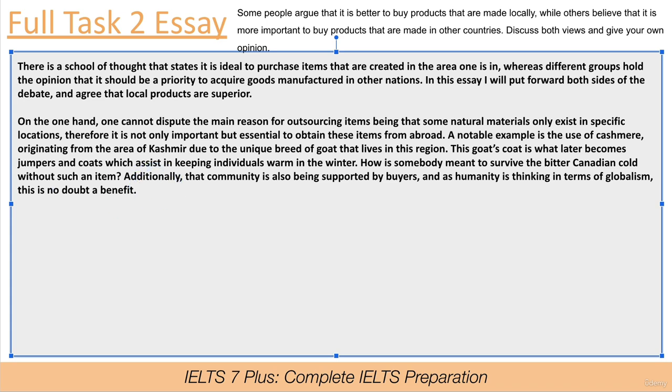Okay, so that's great. I think we've answered that, well, we've presented that side. So now we can go into our opinion about supporting locally as well. So let's just address the previous paragraph.